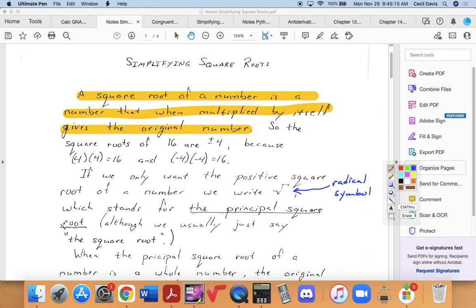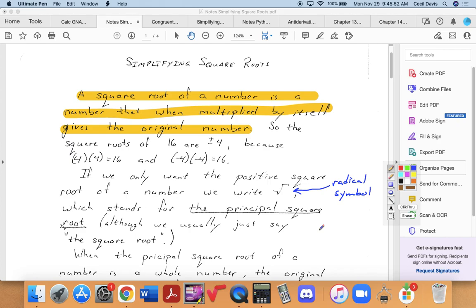I don't know which came first. In most cases, the math word comes first, actually. So radical for this term probably predated people using radical as an idea of something that was new and different. Anyway, this symbol stands for the principal square root, although we usually just say the square root. We usually don't bother saying the principal square root. A lot of things in math, they start dropping words because it's too long. So they just usually say the square root.